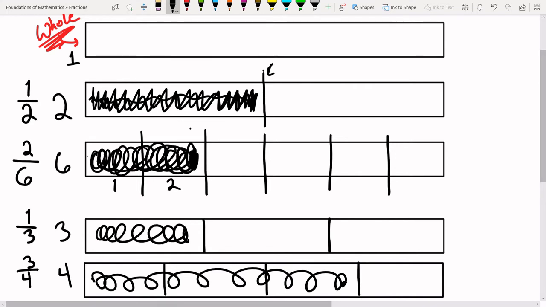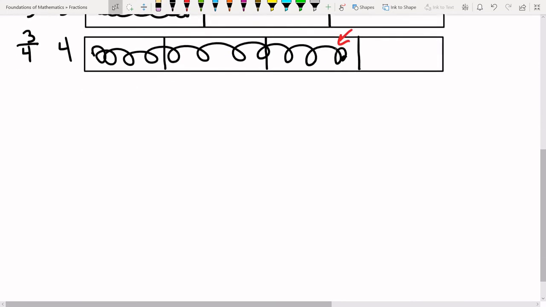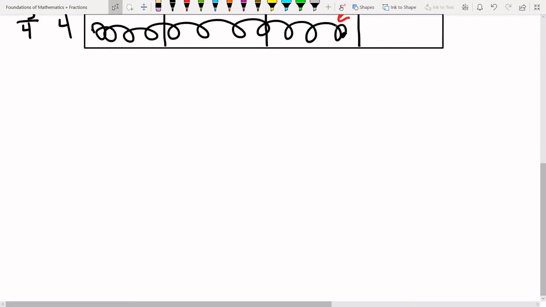All of these are called proper fractions, because the numerator, the top number, is less than the denominator, the bottom number, which is the whole portion. So as I said, these are called proper fractions. Now there are 3 types of fractions. The first one is proper, which we just talked about.